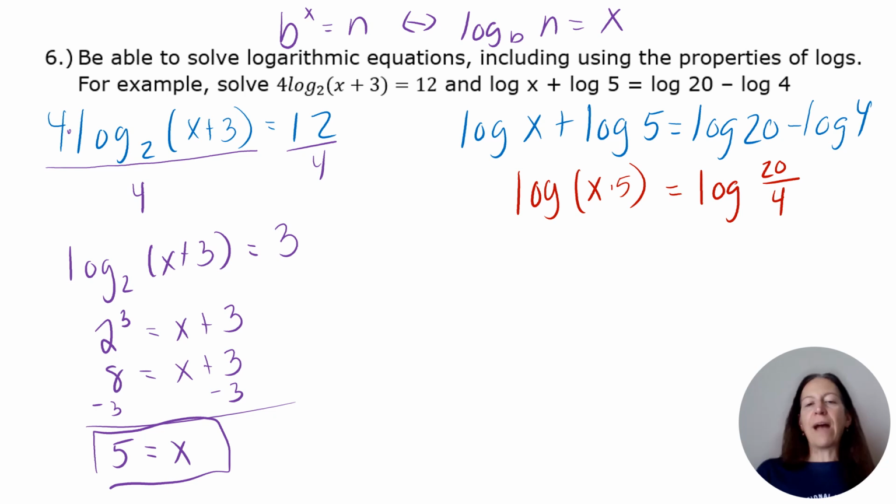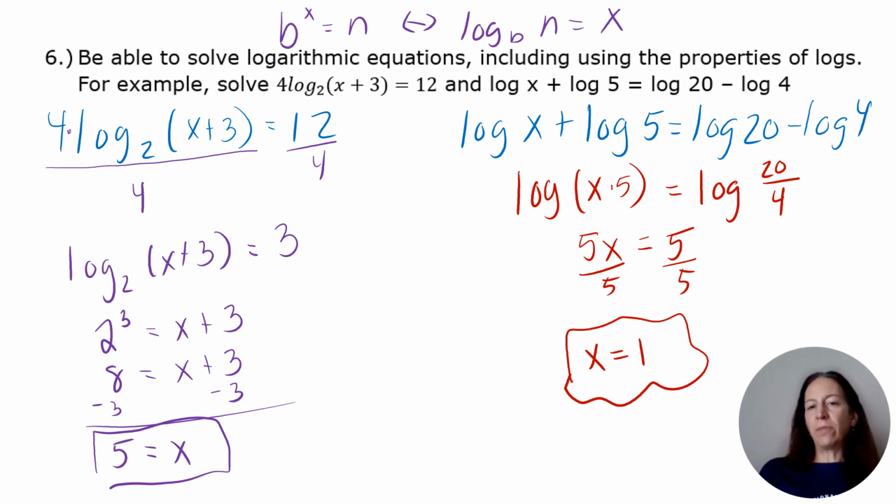Now, once you have the same log on both sides, you could do some voodoo here and like subtract, and you'd make it hard for yourself. But basically, whatever you do to one side, you do to the other side. So if we're going to unlog this side, then we unlog that side, whatever that means. And I'm just going to change that from x times 5 to 5x. And this is 20 divided by 4, which is 5. And then we divide by 5 and get x is equal to 1.